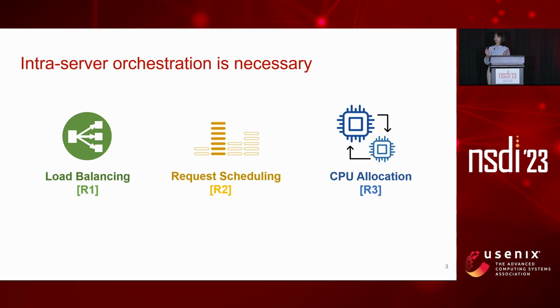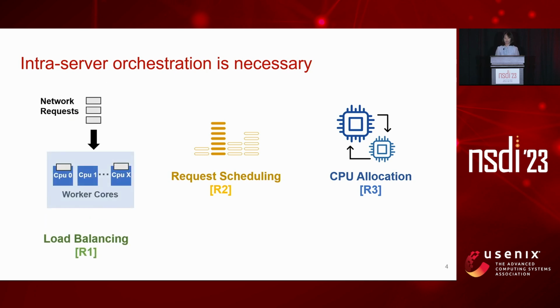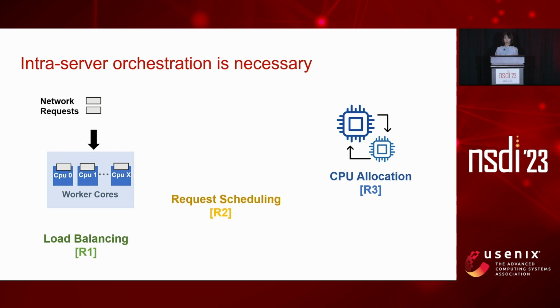To meet the above 3 requirements, existing research uses intra-server orchestration to manage services within a machine, which entails 3 aspects: load balancing, request scheduling, and CPU allocation. Load balancing determines which worker core processes an incoming network request. It reduces tail latency by avoiding queuing time due to load imbalance.